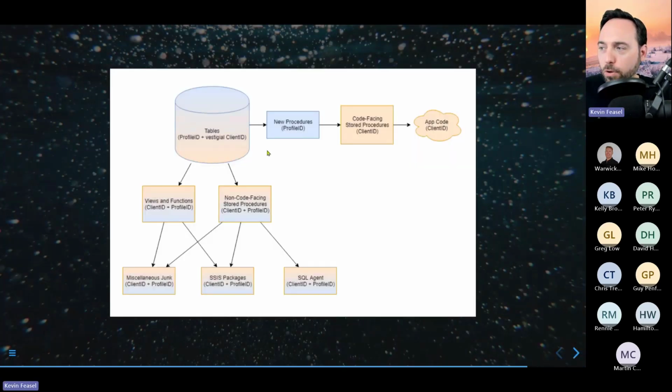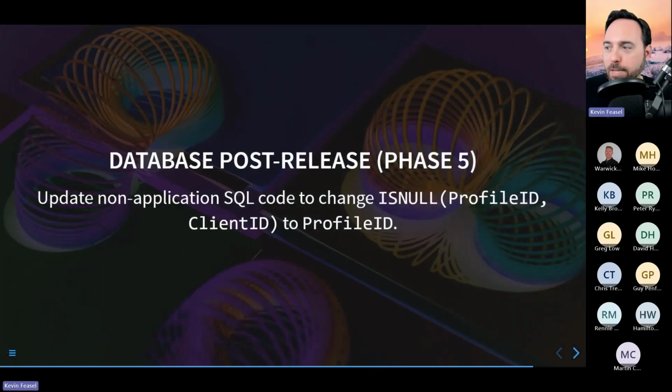All right, new procedures, only looking at profile ID. All of this other stuff still looks at both. Our code still expects client ID. That doesn't change. Now, we update the non-app SQL code to change is null profile ID client ID to just be profile ID. Because again, client ID, that's all null. We know it's all null.